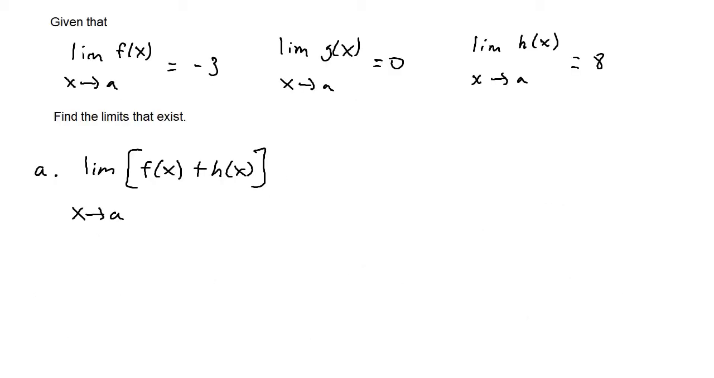So for this first set of problems, given that the limit of f of x as x approaches a is equal to -3, the limit of g of x as x approaches a is equal to 0, and the limit of h of x as x approaches a is equal to 8, find the limits that exist.